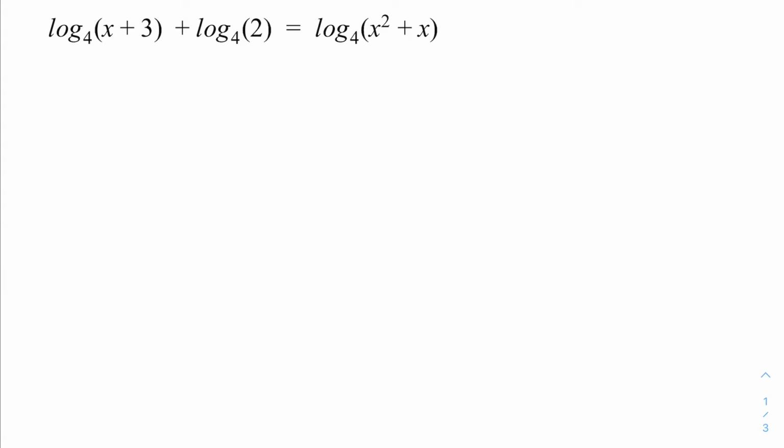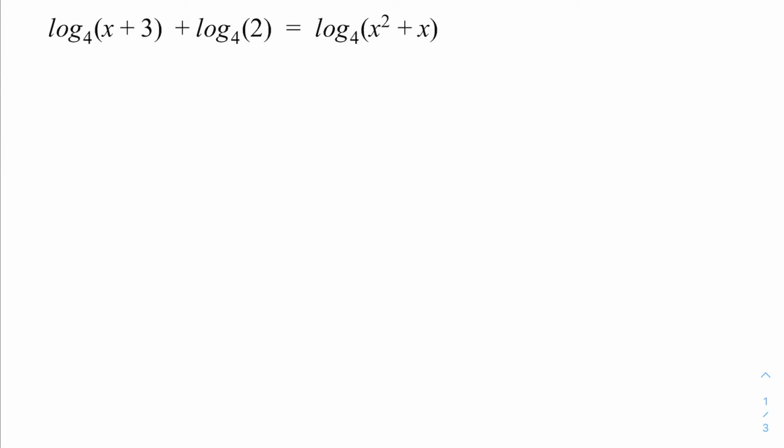So looking at this problem, we've got log base 4 of x plus 3 plus log base 4 of 2 equals log base 4 of x squared plus x. So when I'm running through my strategies, deciding which one I want to use, I know that it's going to be 1 or 2 because I've got logs involved. And then I just have to decide, am I going to use strategy 1 or strategy 2?